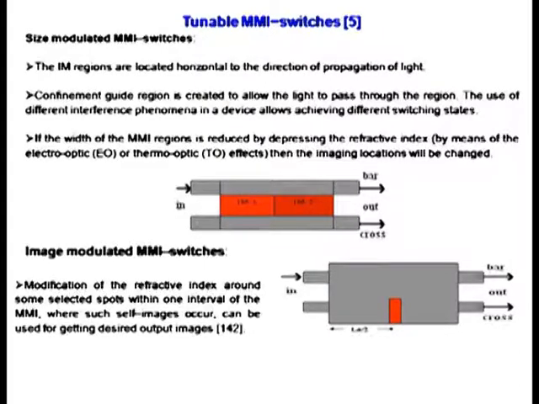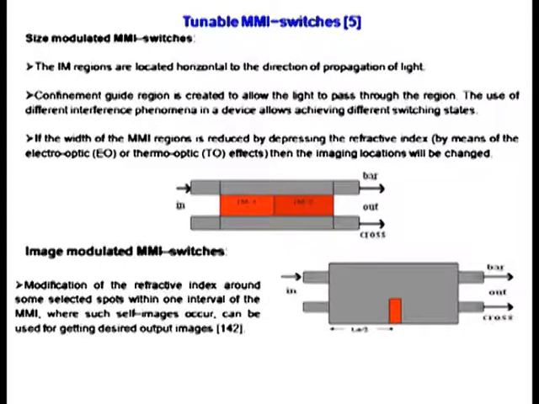Like you can see, this is a 2x2 MMI switch. Here the entire coupling region is divided into two parts. One is IM1 and IM2, and just by having a different refractive index, we can actually get the switching. Similarly, this is known as the size modulated MMI switch, and this is known as the image modulated MMI switch.